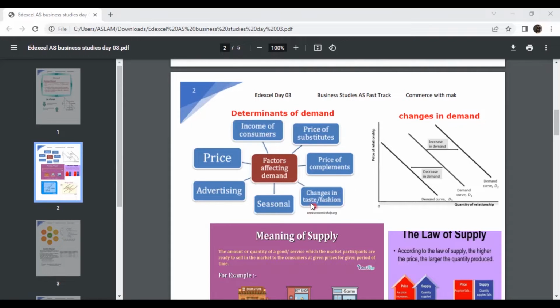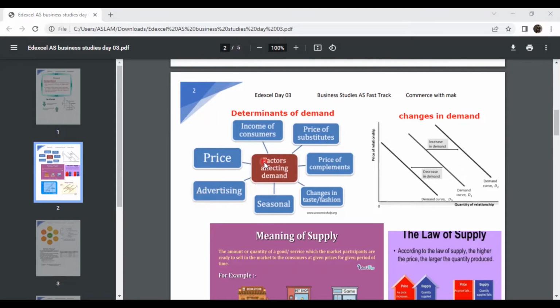So we have changes in taste and fashion. When people's taste towards the product increases, they will be requesting to purchase that particular product more. Seasonal. Every season you will buy. Most probably if you feel very cold in winter, you will move on to this type of option. Advertising is where proper advertisements can persuade people to purchase the product.